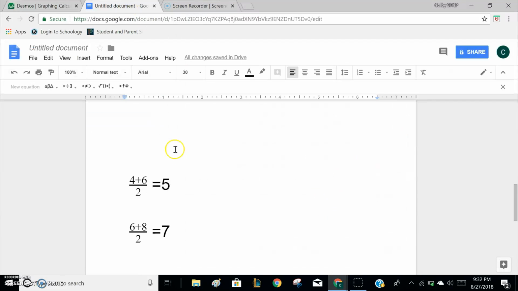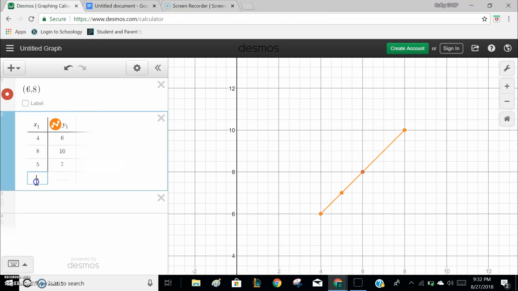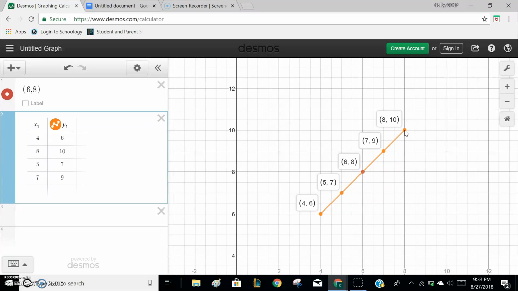Our second equation will be 6 plus 8 over 2 and 8 plus 10 over 2, which will give us 7, 9. Now if we plug this into the table here, 7, 9, that's going to give us our second point, or fourth point on this line segment. And as you can see, they are all equal within length, so your line segment is divided up equally into fourths. And that is how you use the midpoint formula to divide your line segment into fourths.